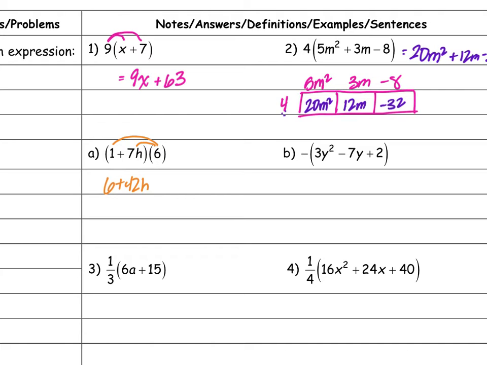Not a problem. So on B, what am I distributing? Well, I'm distributing a negative, and if there's just a negative by itself, technically it's -1. So I'm going to distribute -1 through. Basically all that is happening is that I'm changing the signs of everything. So this would be -3y squared plus 7y squared minus 2. And that's it. Done.